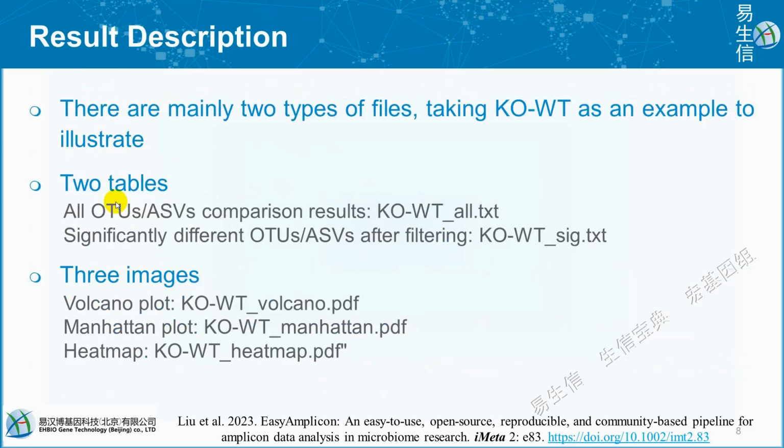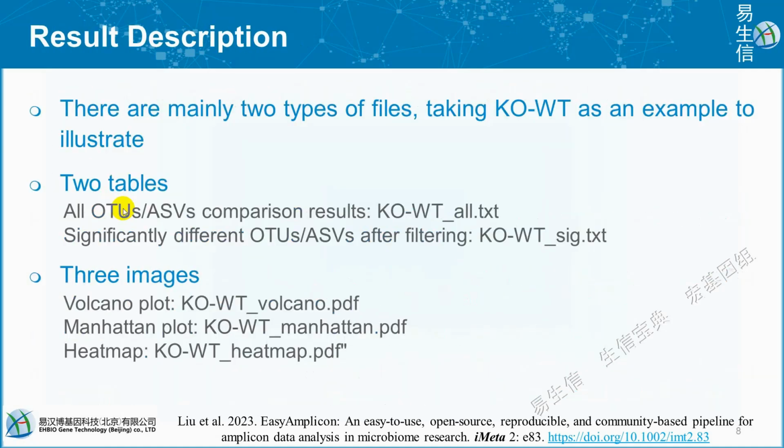And then you can use an online server as well to plot volcano plot, Manhattan plot, and heat map. The overall result we get by executing the code in both RMD mode and command line mode will be KOWT all text, and we will get significantly different OTUs or ASVs after filtering, and we will obtain 3 images: volcano PDF, Manhattan PDF, and heat map PDF.